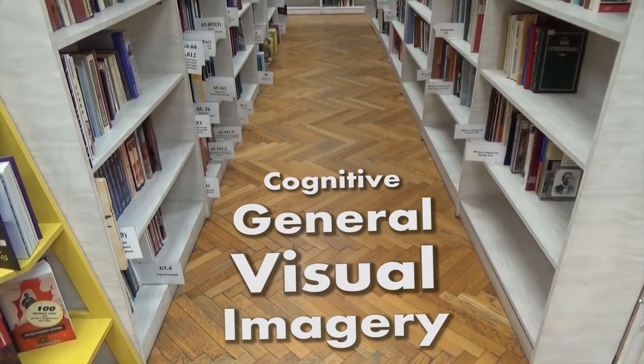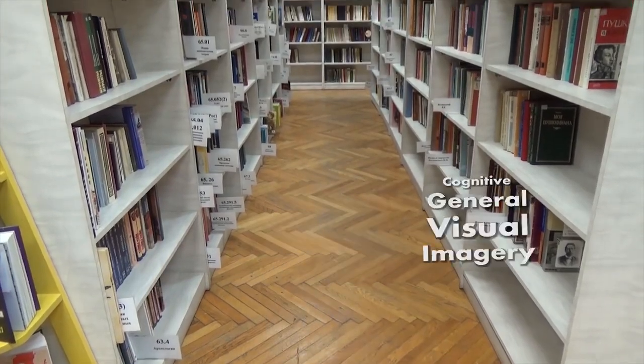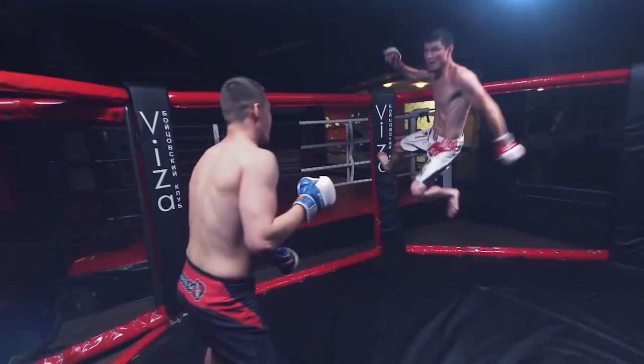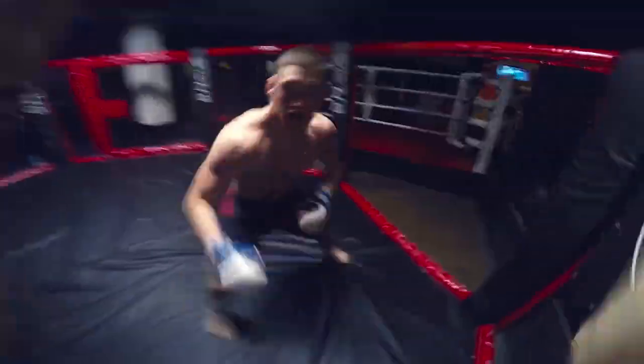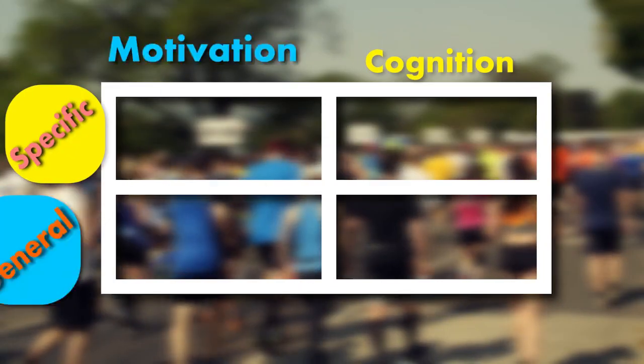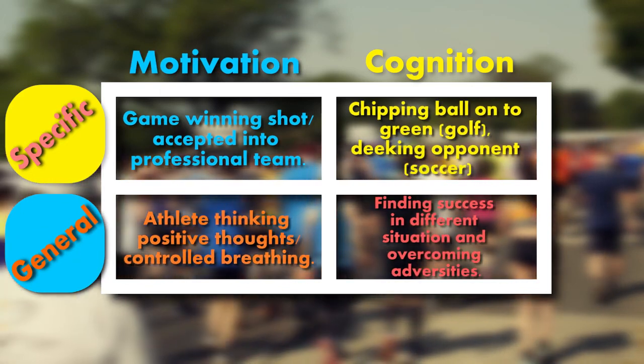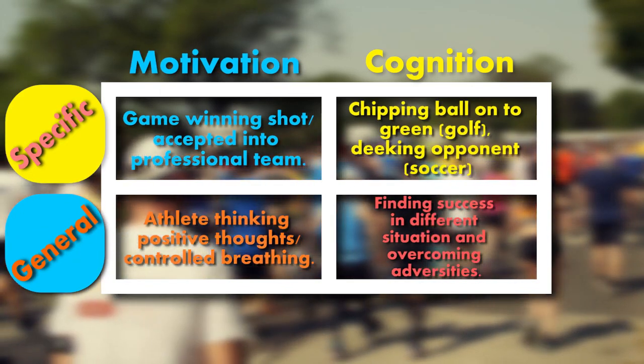An example of cognitive general visual imagery would be to imagine success in different situations during your competition, even in undesirable situations. For example, imagining yourself being taken down, yet remaining calm and composed and finding a way to overcome the adversity. You can use all or a combination of these 4 imagery types depending on what exactly you want to achieve.